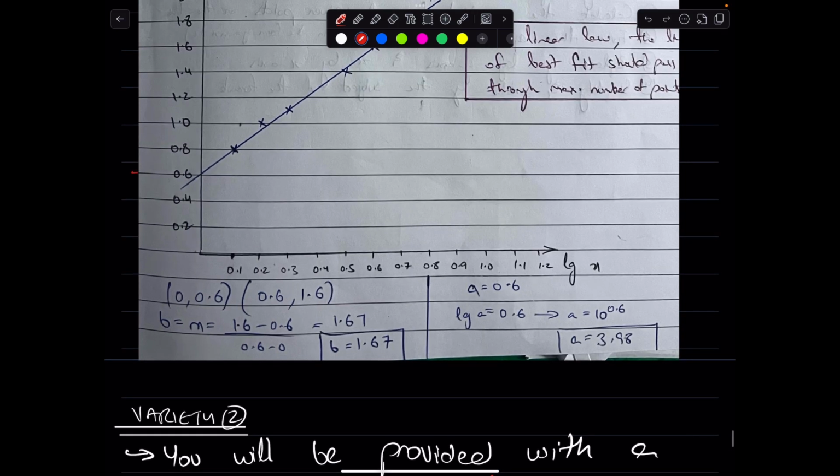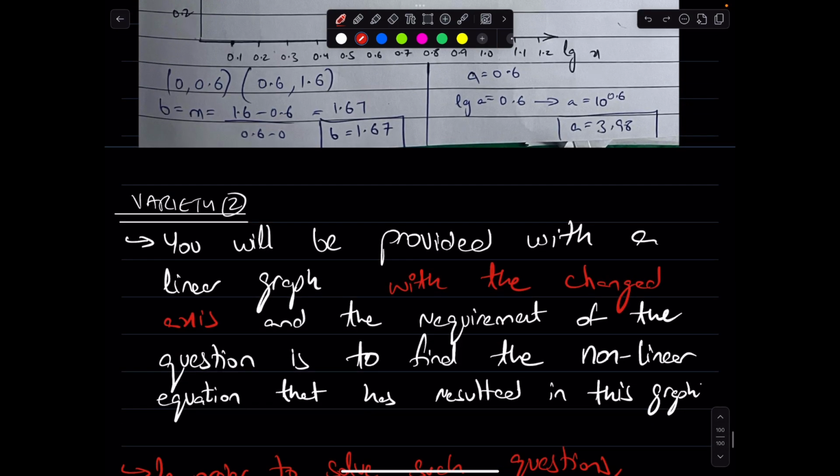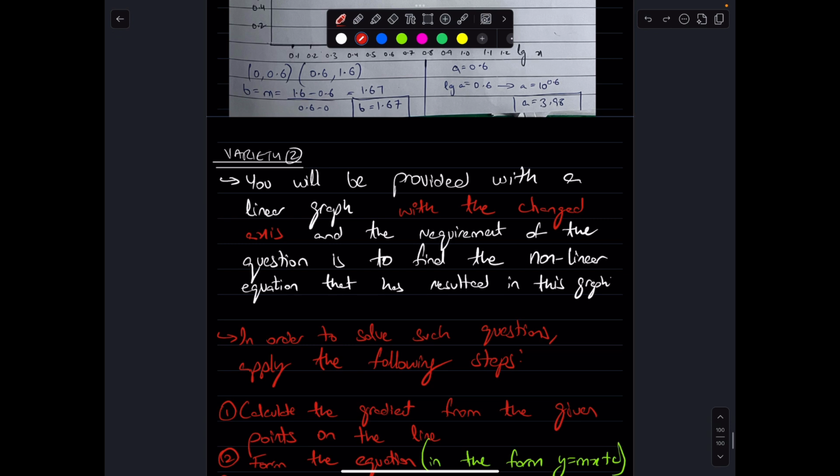Using your gradient, find b, and then using your y-intercept, find a. This can vary from question to question. And then the second variety of question will provide you with a linear graph and you will be asked to identify the non-linear equation which has resulted in this graph.